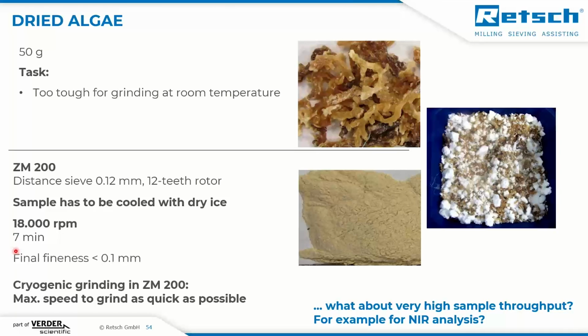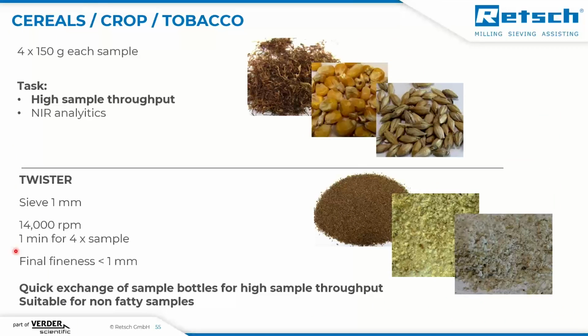What about very high sample throughput? For example, NRR analytics, I told you before. Here, cereals, crop, tobacco, that's very non-fatty samples, which can be ground in the cyclone mill Twister. And here, 4 times 150 grams of each sample had to be ground. So 12 samples in total, and here with the cyclone Twister, we were able to do this in just 3 minutes. So 1 minute for each 4 samples of the different types. So here we can come to very high sample throughput because of the quick bottle exchange and the quick grinding process.